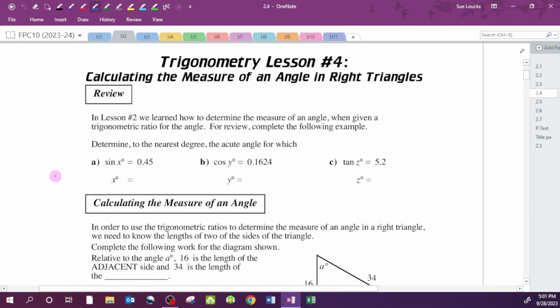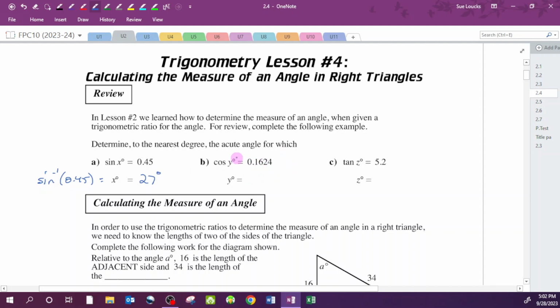It's usually going to be sine to the minus 1, and that's usually the shift sine button, and then you put in the 0.45 and you hit enter, and that gets you the angle. We sometimes call this the gimme the angle button. So this gives us 27 degrees.